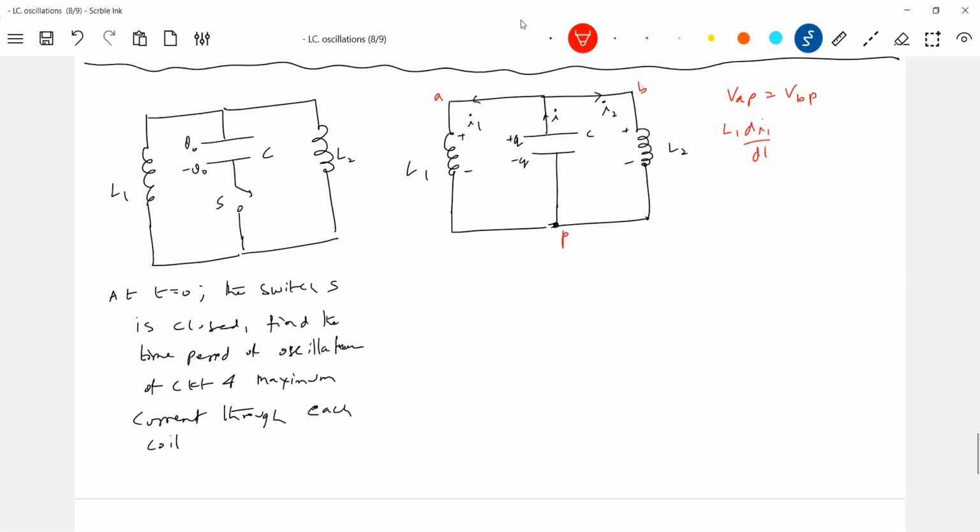And VAP is L1 dI1 by dt. This should be equal to L2 dI2 by dt. Now dt gets cancelled. So therefore this will be L1 dI1 equals L2 dI2. Integrating this, I'll end up with L1I1 equal to L2I2. Then by applying KCL here, I should be equal to I1 plus I2. Solving these two equations, I'll get an expression for I1 in terms of I, then I2 in terms of I.